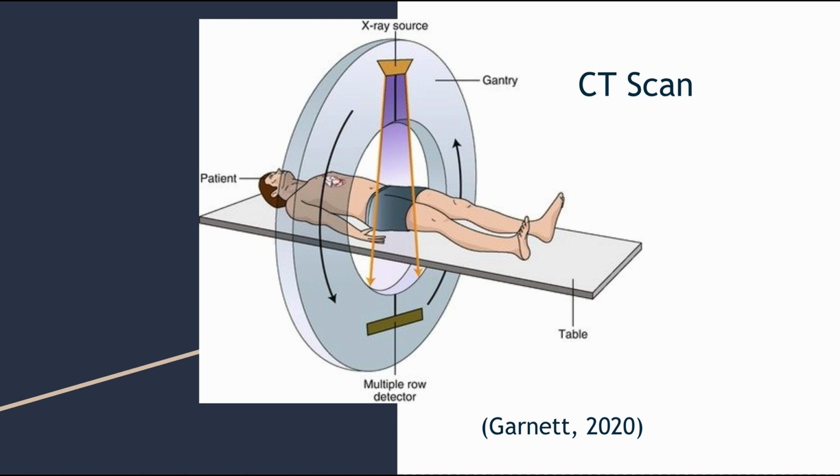So CT scans are very common, and I'll just briefly discuss that. CT scans use an X-ray source that rotates along the person's body and uses a computer to put the images together and form an X-ray map of that person to create the brain image.